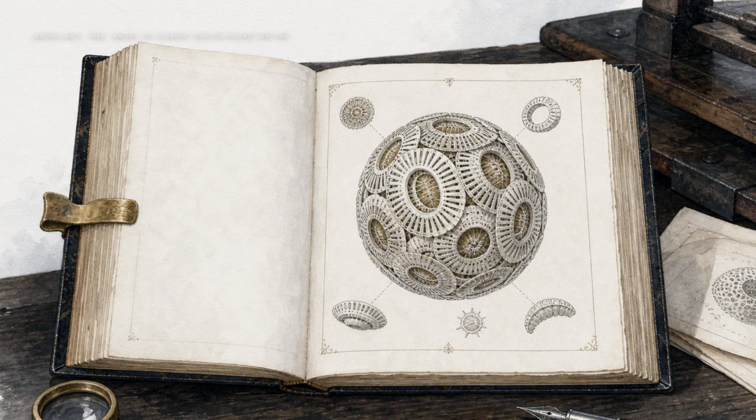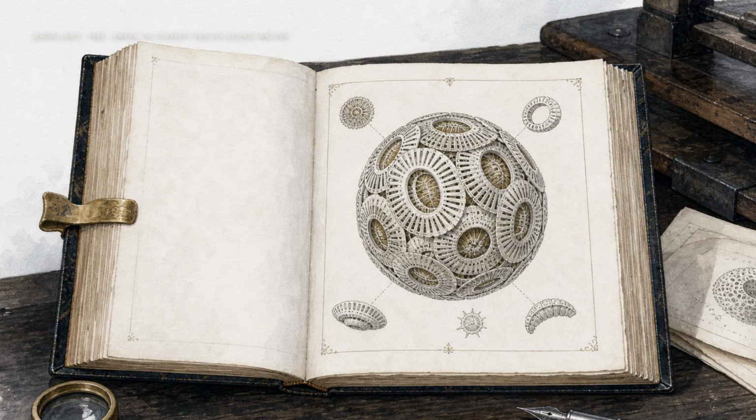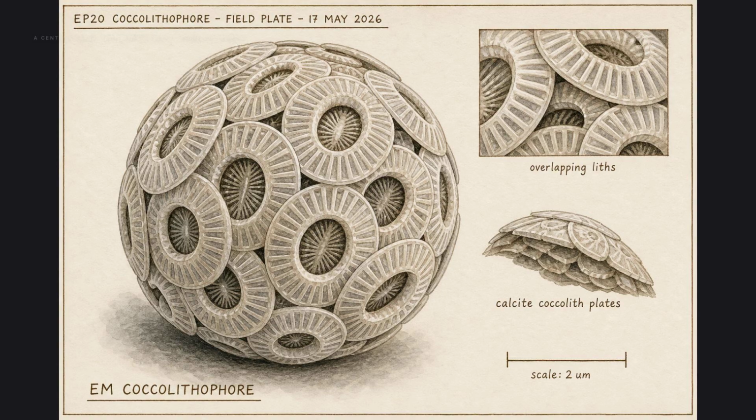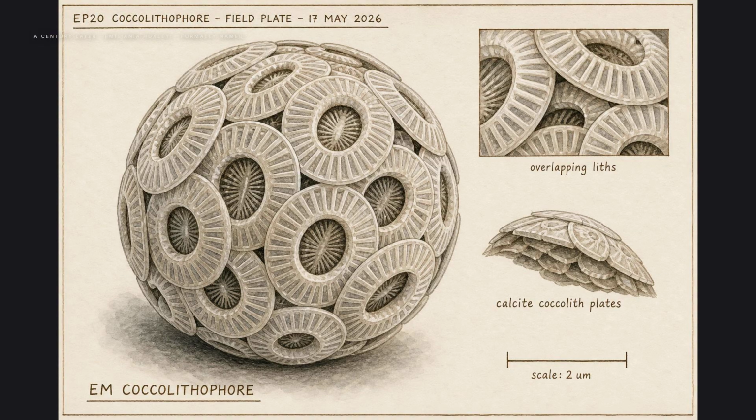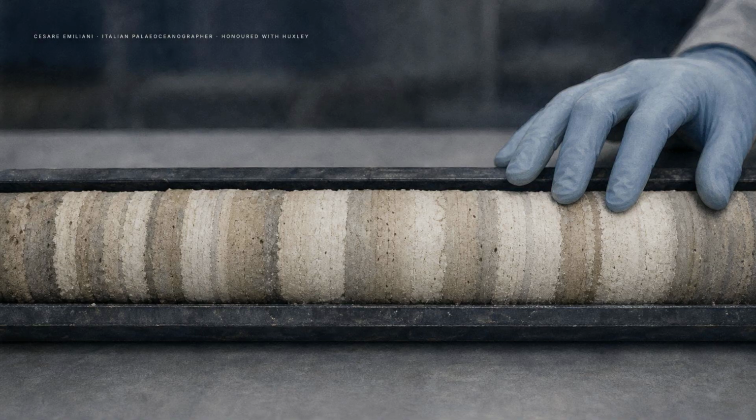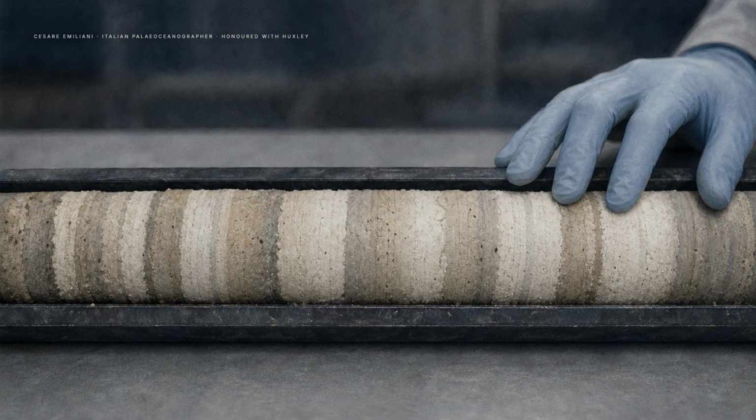Macmillan's Magazine printed the lecture later that year. It stands as one of the clearest pieces of science writing in the English language. About a century after the lecture, the most abundant living coccolithophore received a formal name. The binomial is Emiliania huxleyi. The name honors Cesare Emiliani, the Italian paleoceanographer who worked on its sediments, and Thomas Huxley, who had held up the chalk and explained what it was.